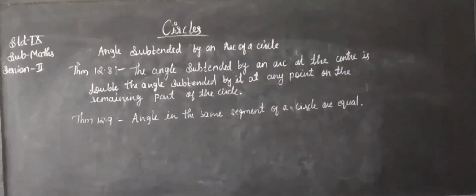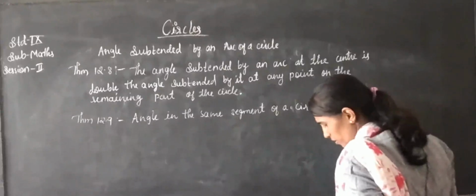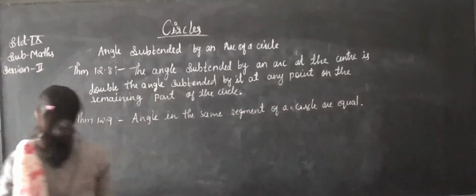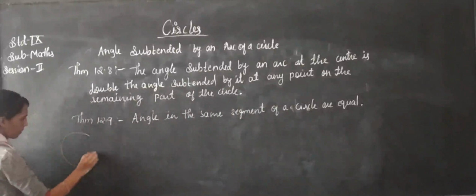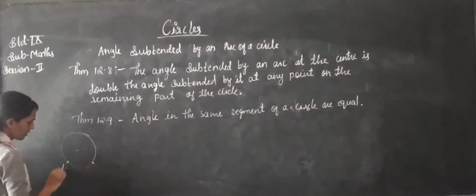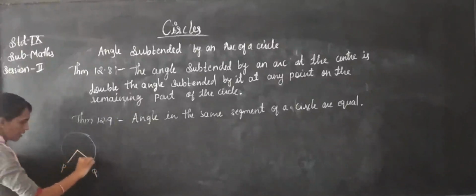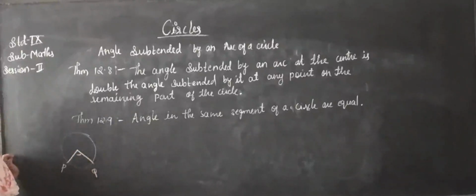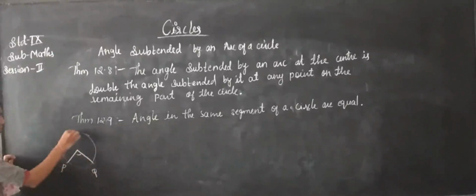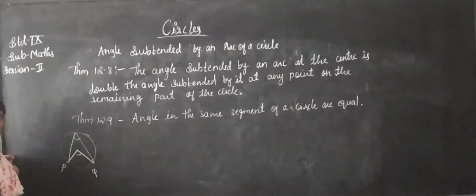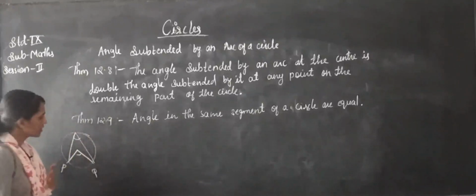Now, angles obtained by an arc of a circle. Consider a circle with center O, and points P and Q. PQ is an arc of the circle. Then this is the angle subtended at the center, and this is the angle subtended by the arc at any point on the circle. Depending on this, we can proceed.